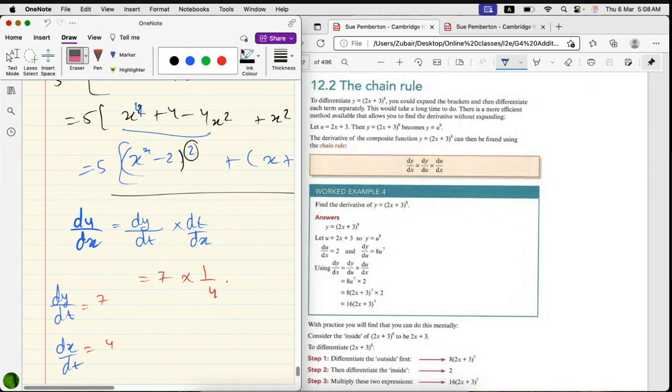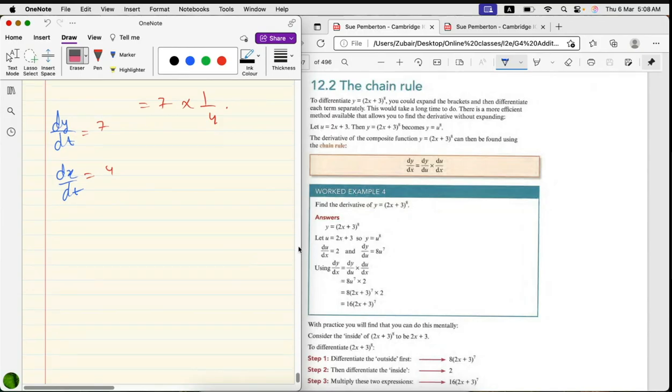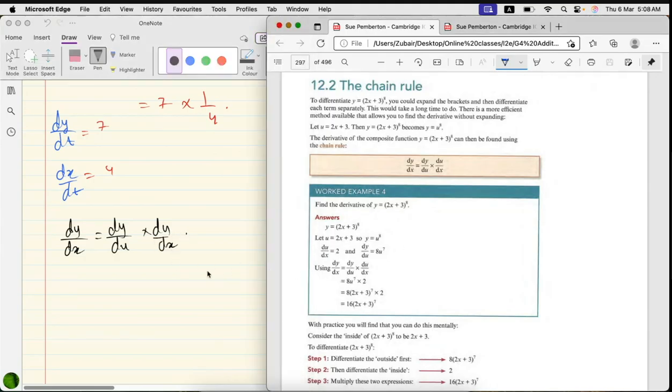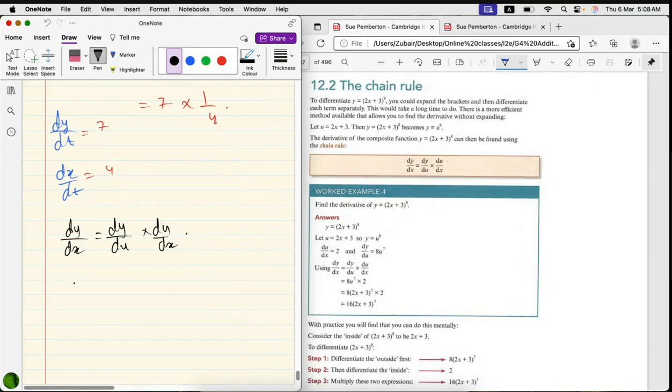Okay. So let's do one question. Similarly, as we are doing with the u, dy by dx is equal to dy by du into du over dx. So we have a function y is equal to 2x plus 3 raised to the power 8. Now we are taking this whole as u. Now how do we differentiate it? u is equal to 2x plus 3.